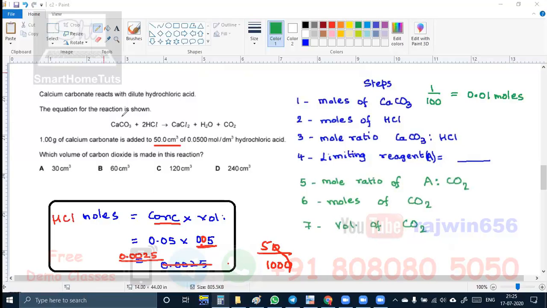The mole ratio over here is 1:2. If I am having 0.01 moles of CaCO3, then I should have 0.02 moles of HCl. But how much HCl am I having? 0.0025. Therefore, HCl is the limiting reagent in this example, because it is requiring more HCl and I'm having less HCl. I'm having only this much of HCl.